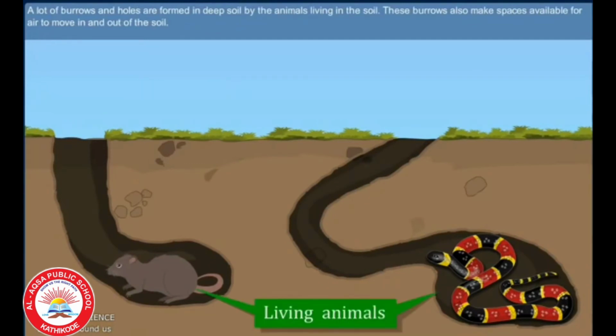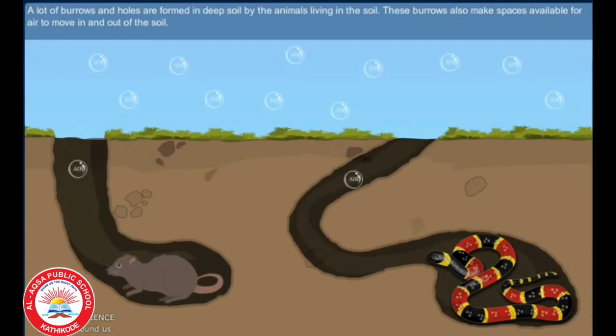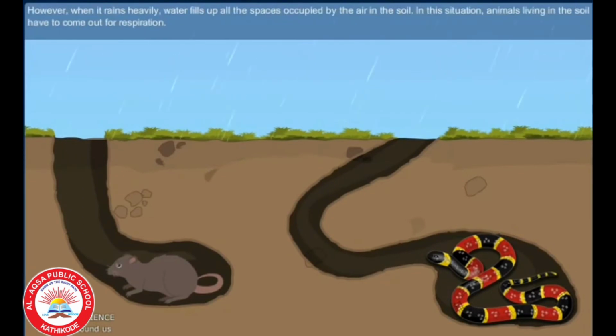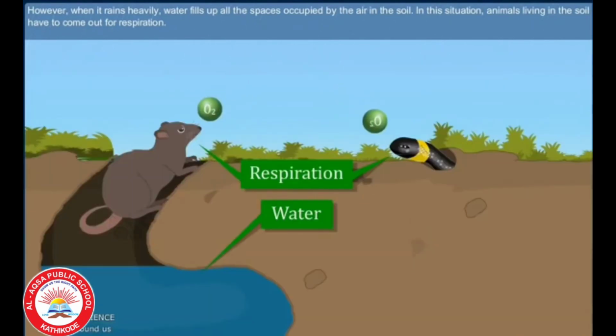A lot of burrows and holes are formed in deep soil by the animals living in the soil. These burrows also make spaces available for air to move in and out of the soil. But when it rains heavily, water fills up all the spaces occupied by the air in the soil. So in this situation, animals have to come out for respiration.